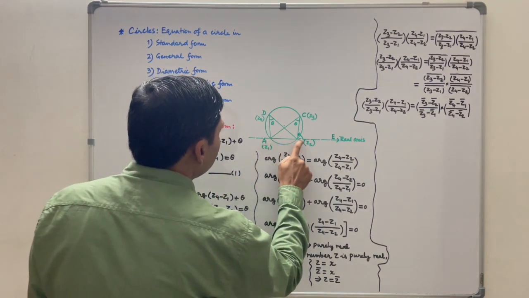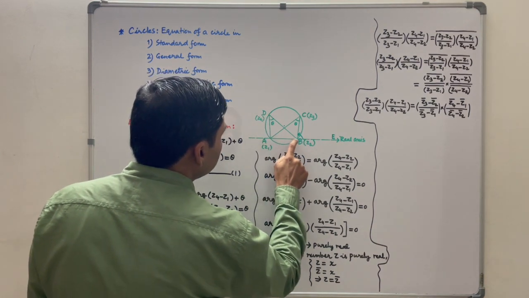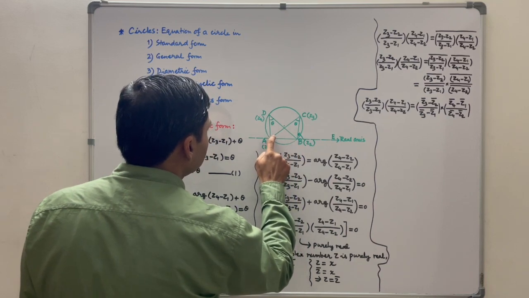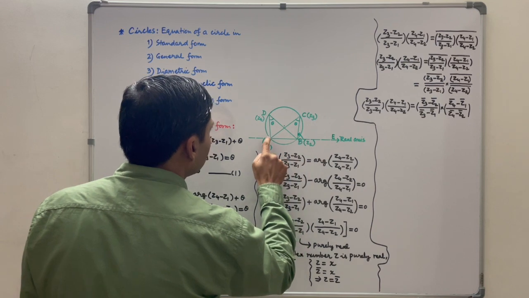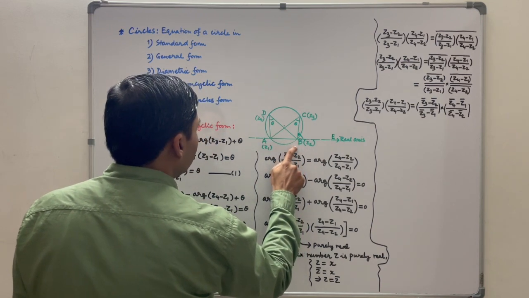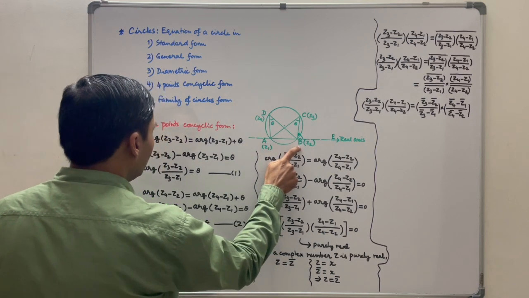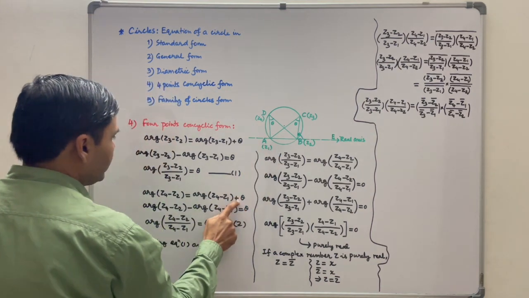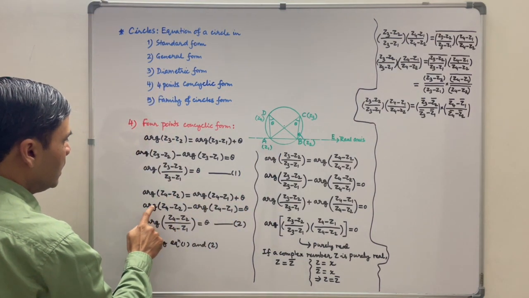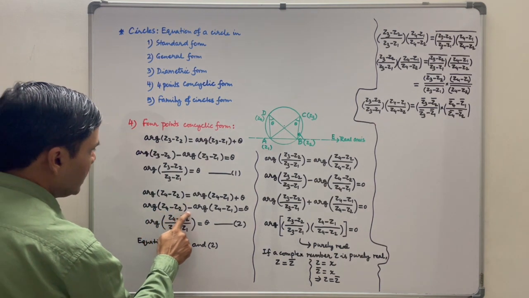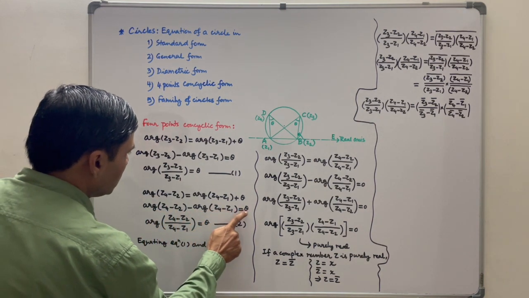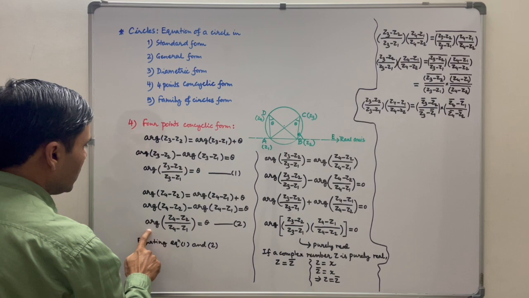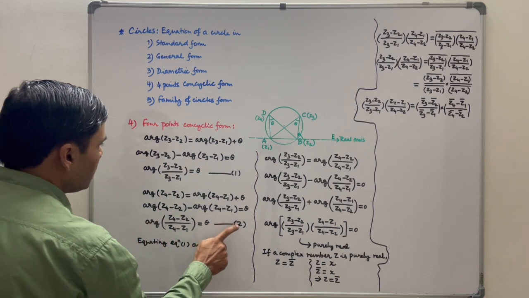Now consider triangle ABD. Angle DBE is an external angle, which will be equal to the sum of the opposite internal angles, that is angle DAB plus angle ADB. So we can write argument of (Z4 minus Z2) is equal to argument of (Z4 minus Z1) plus angle theta. Now we can change the sides and write argument of (Z4 minus Z2) minus argument of (Z4 minus Z1) is equal to theta. Again, argument of x minus argument of y can be written as argument of x by y. This is equation number 2.